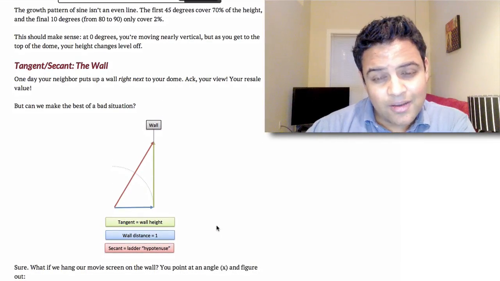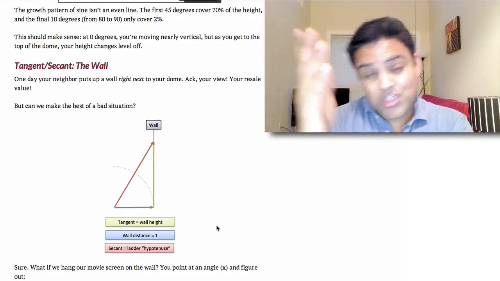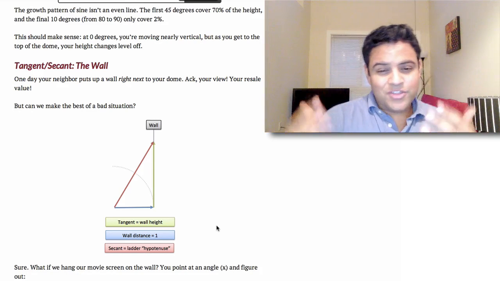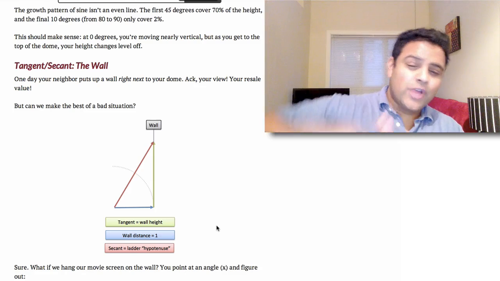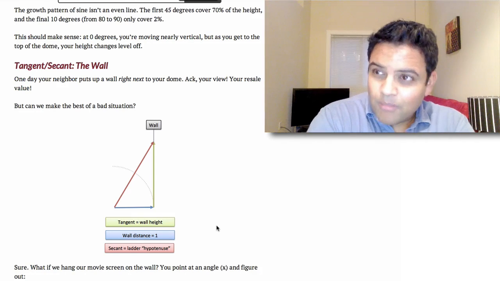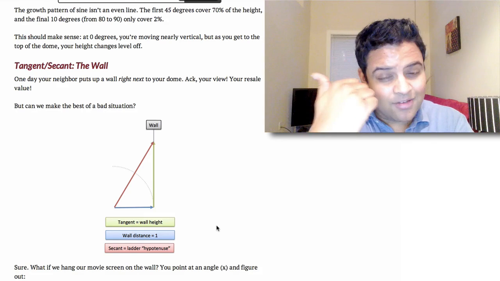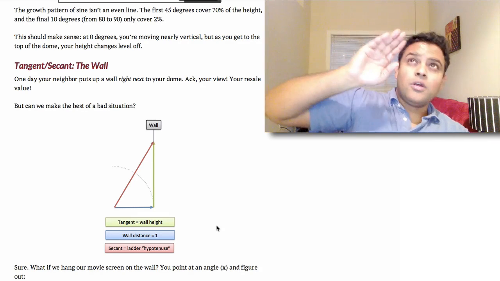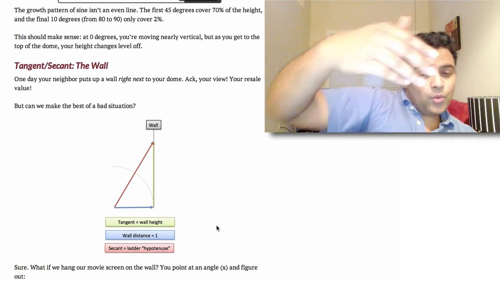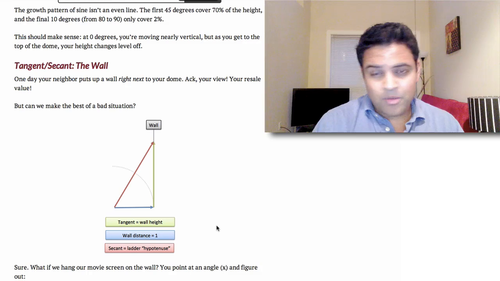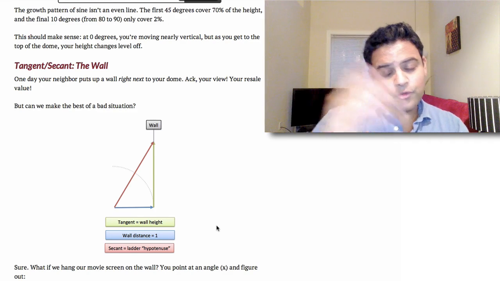There are other functions that can go beyond 100%, like we'll see right now. So imagine that instead of the dome, you actually have a wall right next to it. Let's say you have a neighbor, and you're trying to watch things inside your dome. He builds a wall right next to you, and it goes infinitely high. What do you do? Well, maybe you want to hang the screen on the wall behind instead of on your dome. So you point to an angle, and instead of hanging it on the dome, you go up and hang it on the wall. Now we have some new words, right? Because we're not going to the dome anymore, we're going to the wall.